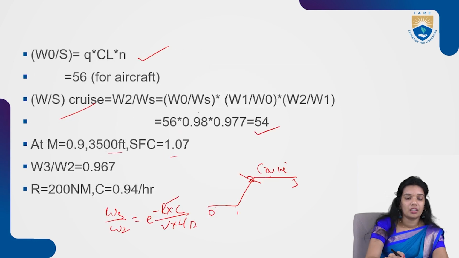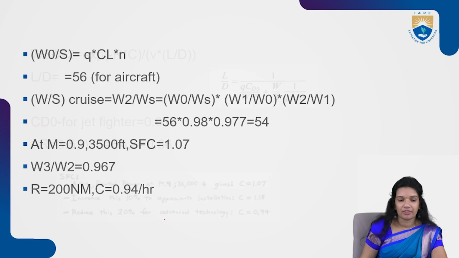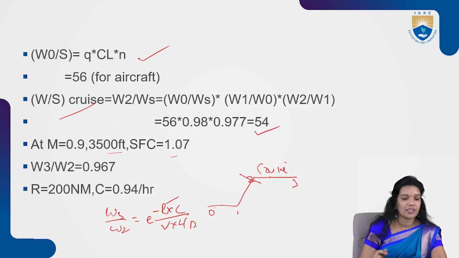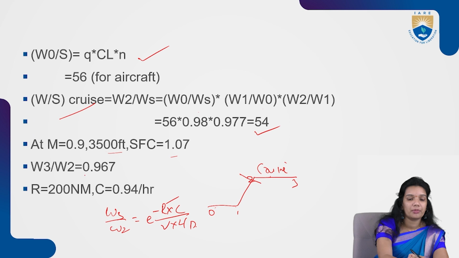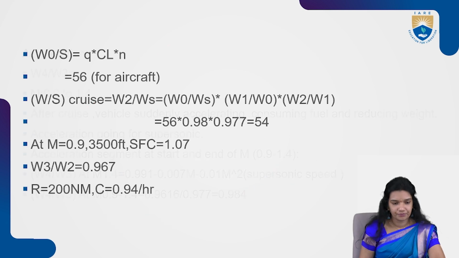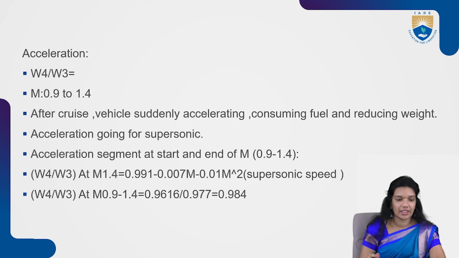Okay, into L by D. L by D you have attained here. We have calculated L by D and we got an answer for L by D. That is how we go and calculate our W3 by W2, the cruise segment fraction, to be 0.967. Then next is your acceleration, right?